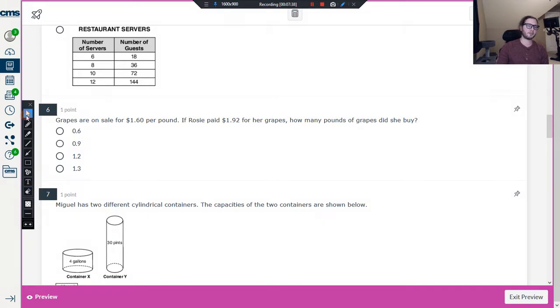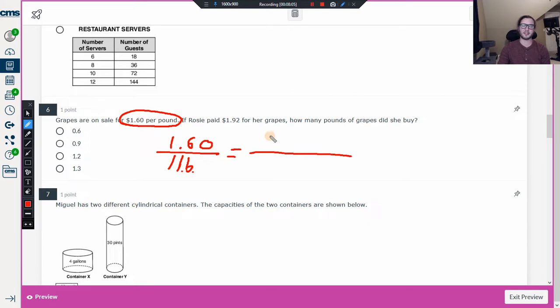Moving on to number 6. Grapes are on sale for $1.60 per pound. If Rosie paid $1.92 for her grapes, how many pounds of grapes did she buy? So we know it's $1.60 per pound. So $1.60, and that is for 1 pound. So 1 pound, $1.60, and it's asking us if she paid $1.92, then how many pounds of grapes would she have had to buy?